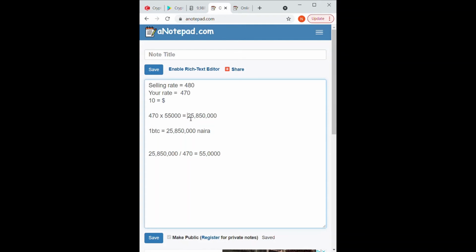So for selling bitcoin to others, you may decide to sell your bitcoin higher because maybe you bought it cheap, and would like to use the rate of 480 for that. Okay, so for this, it's 480 multiplied by the current bitcoin price. So this would be 26,400,000. Okay, 26,400,000.